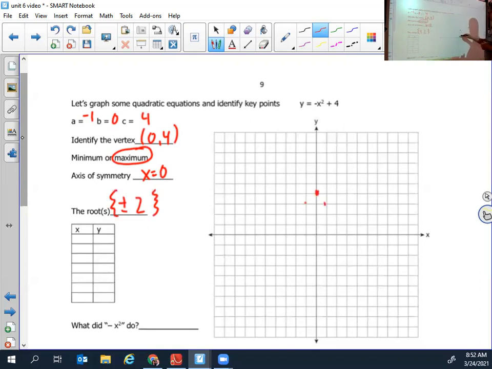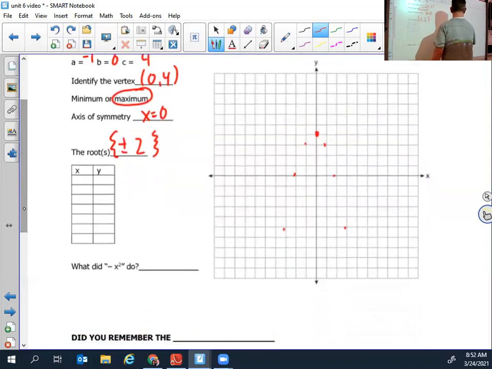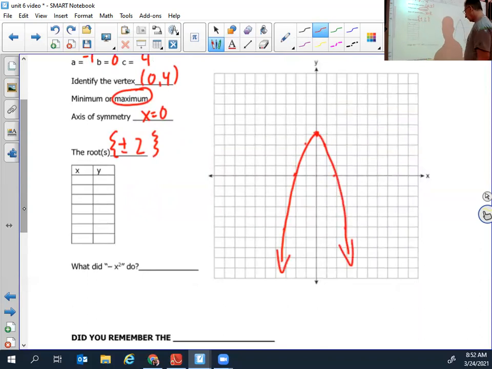Boom, boom, boom, boom, boom, boom, boom. Nope, that's out too far. And this time they didn't limit the domain, did they? So one of the things I got to make sure I have on here are arrows. Okay, and if I'm filling in my table, I would go from negative 3 to positive 3.